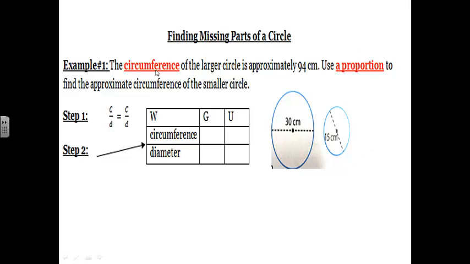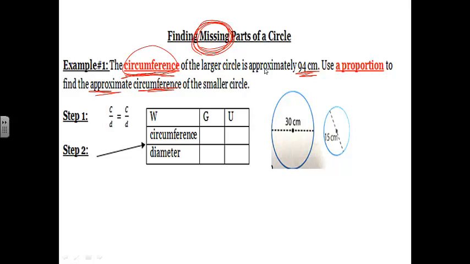Example number 1. The circumference of the large circle is approximately 94 centimeters. Now we're working with circumference, but it doesn't matter. We just have to see what the problem tells us. We're going to use a proportion to find the approximate circumference of the smaller circle. Just like before, we're going to set up a WGU, but now we're finding a missing part of it, so we do have to label a G and label a U.